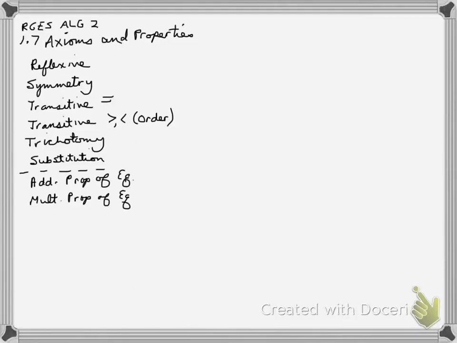This is Rges Algebra 2, Lesson 1.7, Axioms and Properties. Now the ones above the dotted line down here are axioms for our purposes. The book actually treats the last one, substitution, as a property that can be proved from axioms, but the proof is, I think, a little obscure, and many books treat it as an axiom.